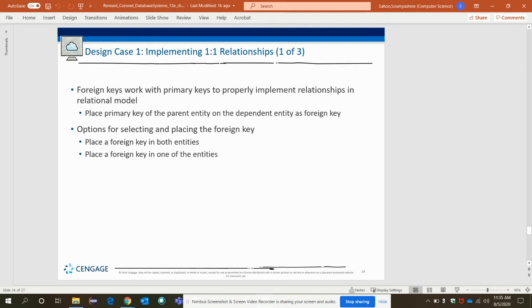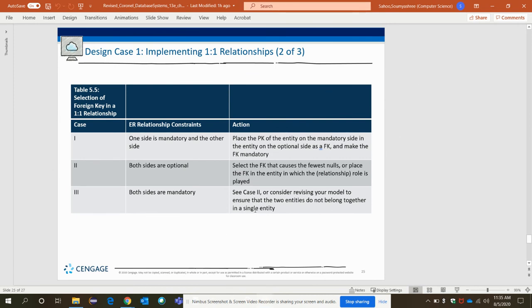For implementing the one-to-one relationship, there are certain criteria that we need to look at too. While determining the foreign keys, we should be most careful and place the primary key of the parent entity on the dependent entity as the foreign key. You need to be careful about what the attributes and their values are, and whether they are unique on the primary key side. There is a table given for entity relationship constraints and what actions should be taken for each of them. If one side is mandatory and the other side as well, or if both sides are optional, or if both sides are mandatory, what are we supposed to do for determining the primary key and foreign key?